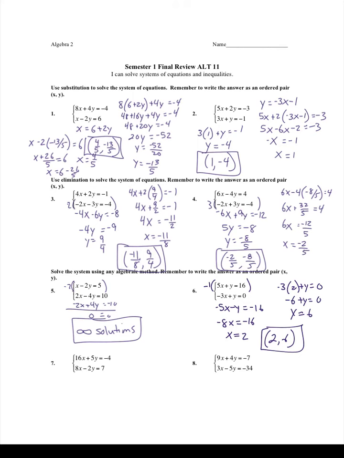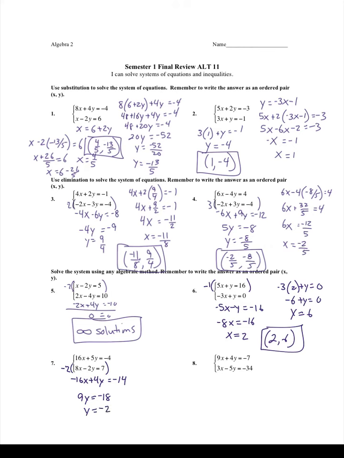Again, we can eliminate this one. Multiply the bottom one by negative 2. Gives us negative 16x plus 4y equals negative 14. The x's cancel, leaving us 9y equals negative 18. So y is negative 2.